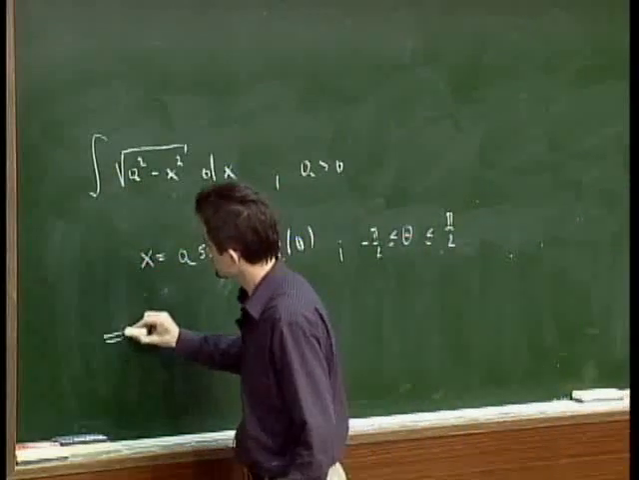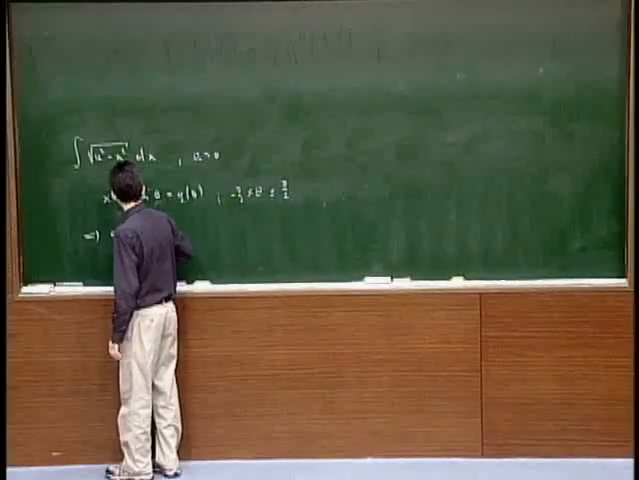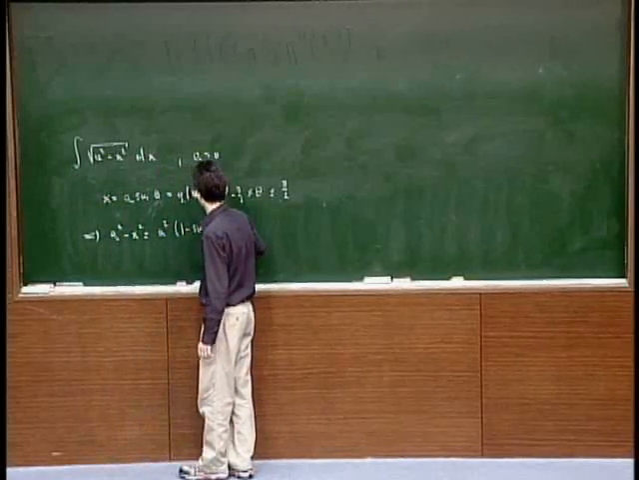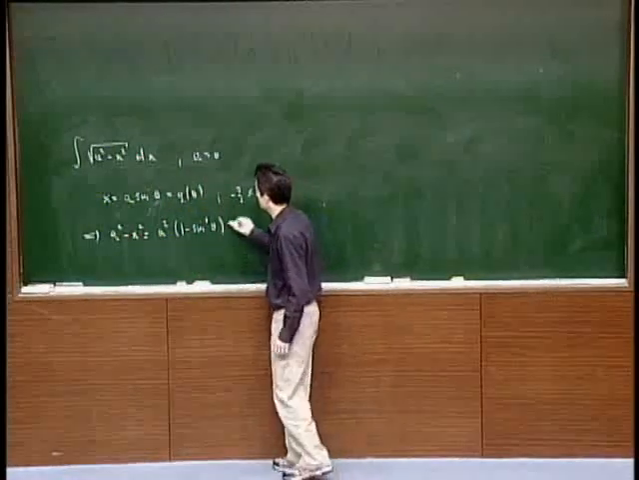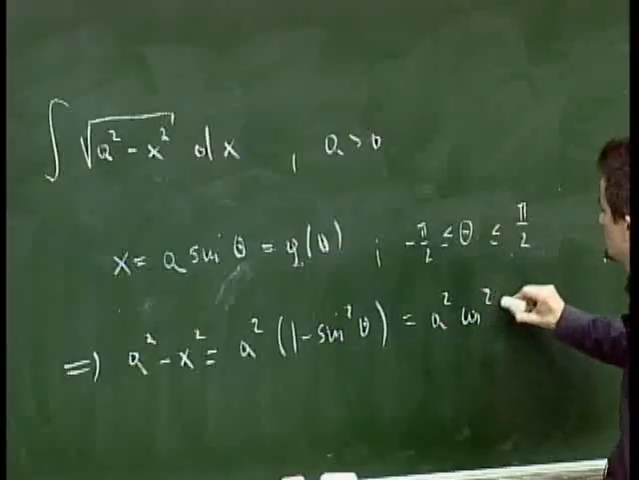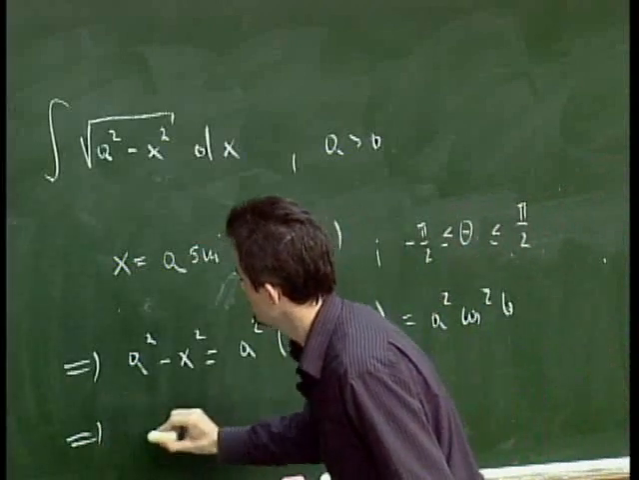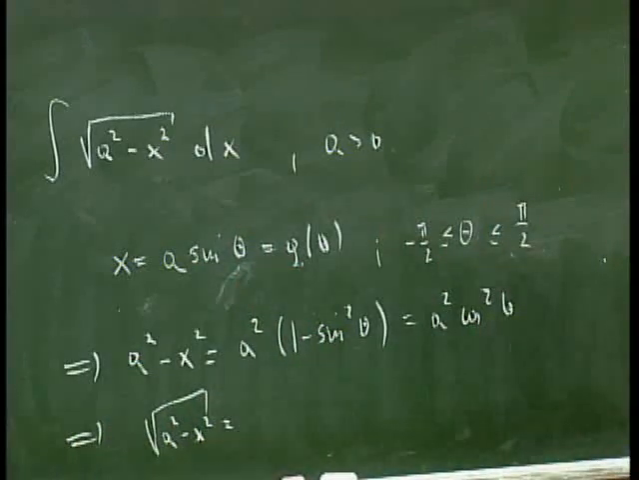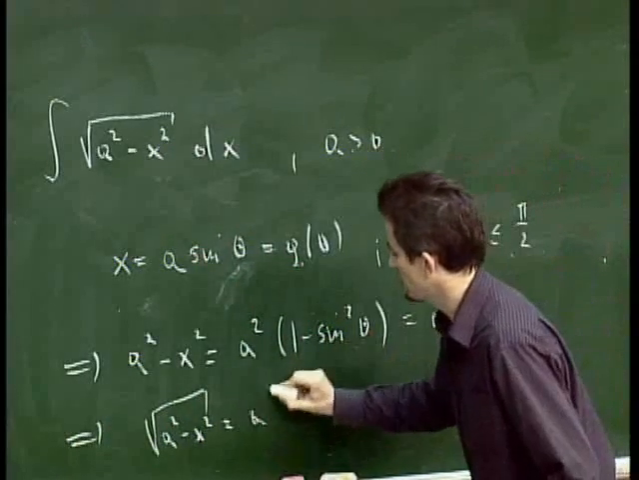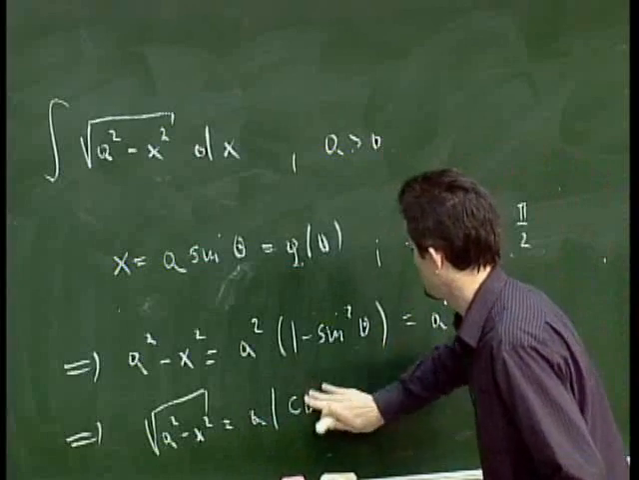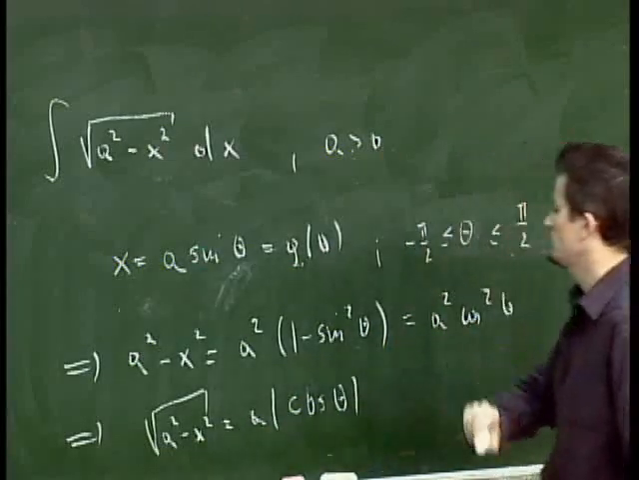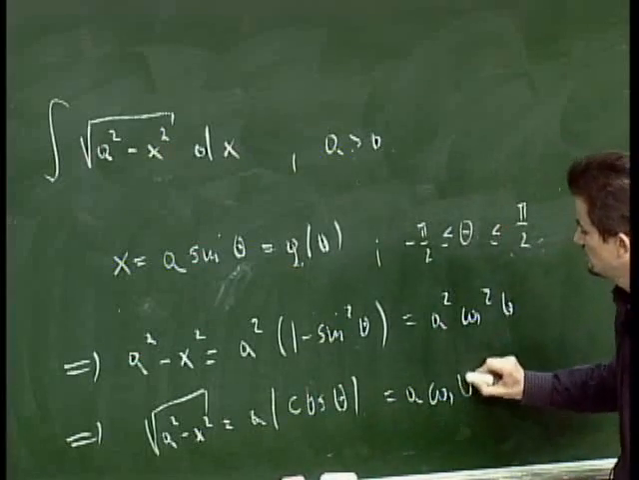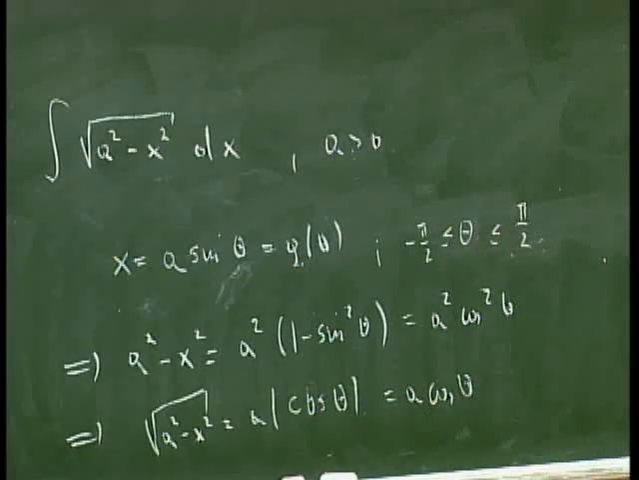Now, the reason why this works is because of the formulas for trigonometric functions. Namely, this here can be replaced by cosine squared of theta. So if you compute the square root, you will get, because a is larger than 0, a times the absolute value of cosine of theta. Now if theta is in this range, the cosine is positive, so we can drop the absolute value. So that's the first thing.